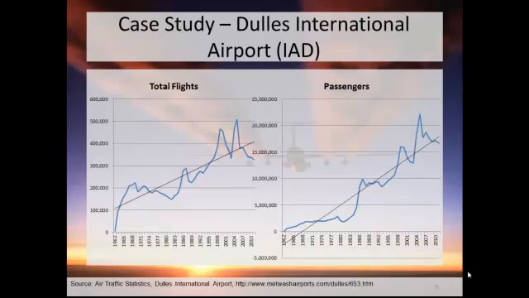As a case study, we use Dulles International Airport. Dulles is owned and operated by the Metropolitan Washington Airports Authority and sits on a 12,000-acre property. Since its opening in 1962, the number of passengers and flights has continued to increase. The growth rate for total flights has averaged 2%.